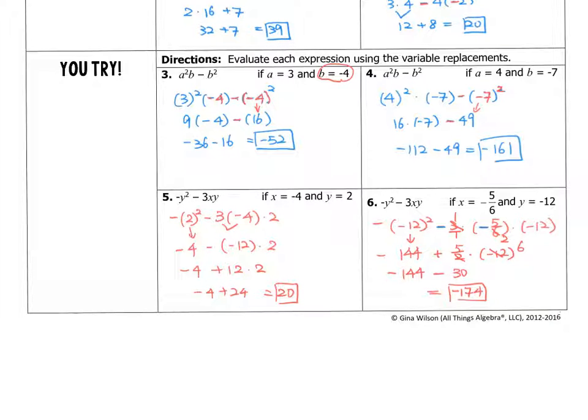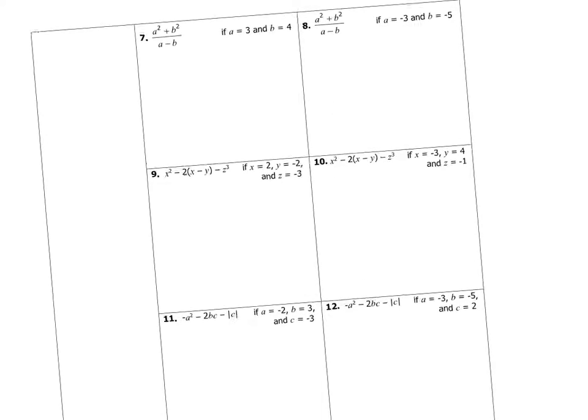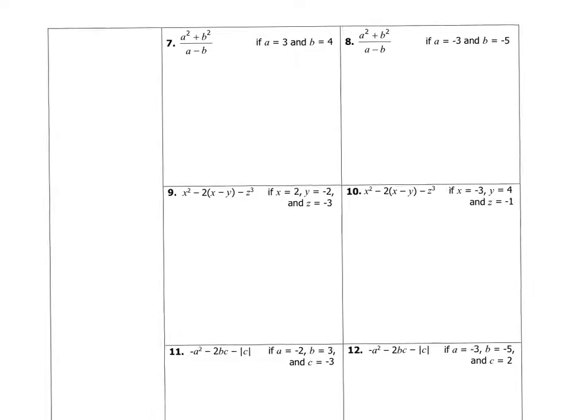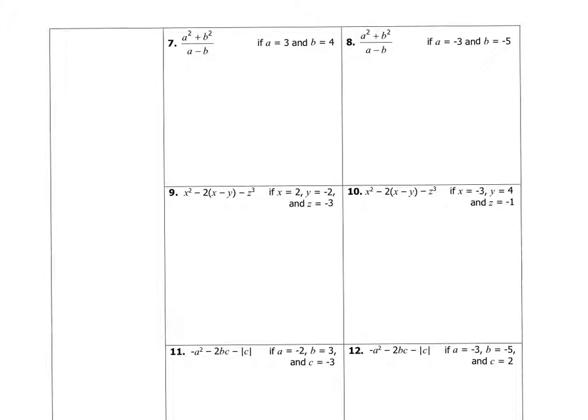Okay, that's how you do this. Let's look at the next page. I'll make this a little bit bigger. And let's look at number 7. It's a lot of information, but don't be intimidated by it. Plug it in, use your parentheses. Plug in the b, use your parentheses. Again, do it all over again.